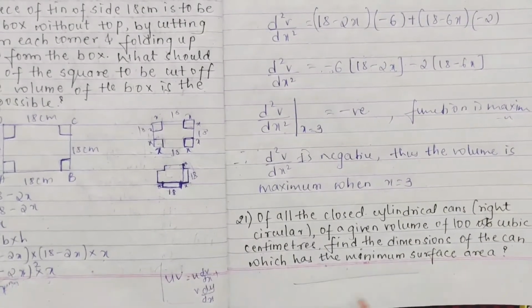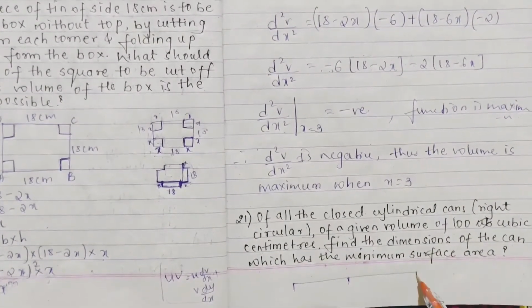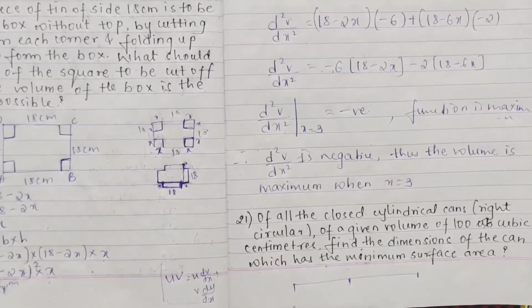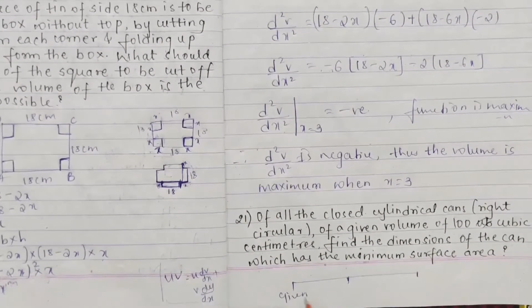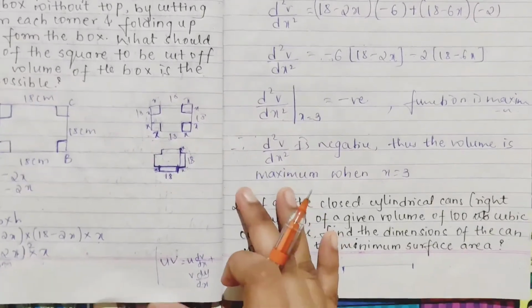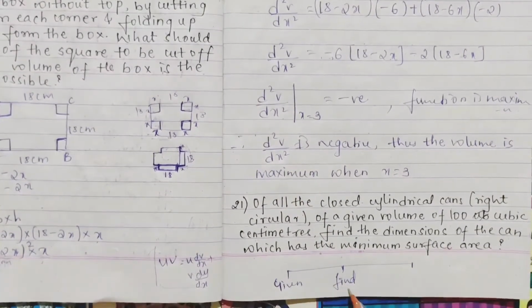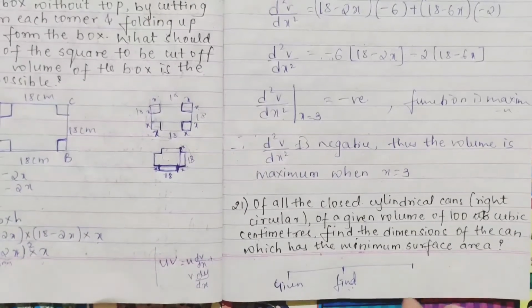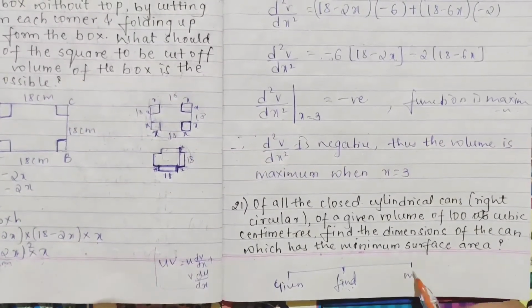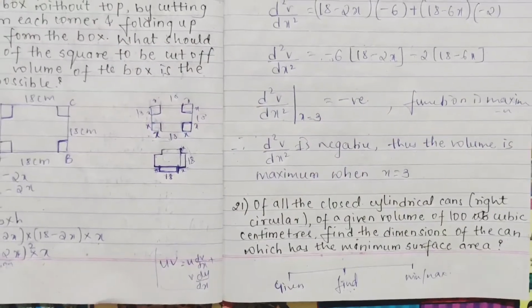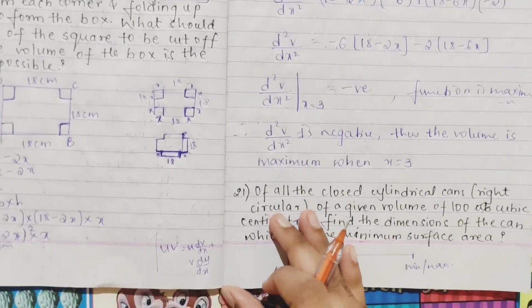First, see, there are 3 steps I have told you. First, see what they have given, write that part. Then check what they have asked you to find, write that part. Then check what they are telling you to make minimum or maximum. Then it will be clear for you.